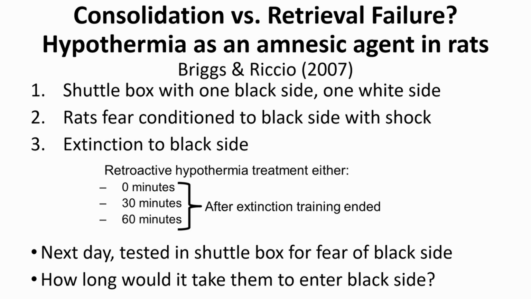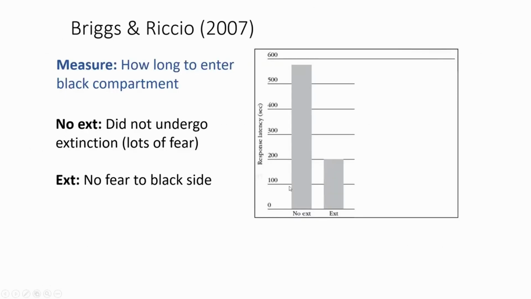And they measured this by seeing how long it would take them to move from the white side of the shuttle box to the black side of the shuttle box when left to their own devices. So to orient ourselves on this graph, we have our response latency, which is how long it took them to enter that black compartment. And then across the bottom, we're going to have each of our different conditions.